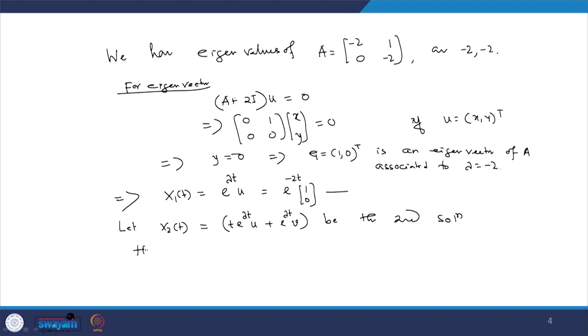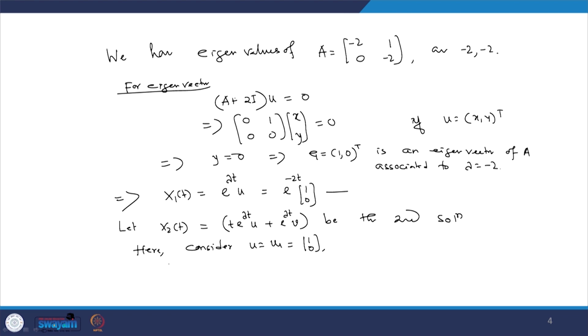Here I will consider u equal to u1, which is equal to (1, 0), that is the eigenvector associated to lambda equal to minus 2. Anyhow, so I have written like this.